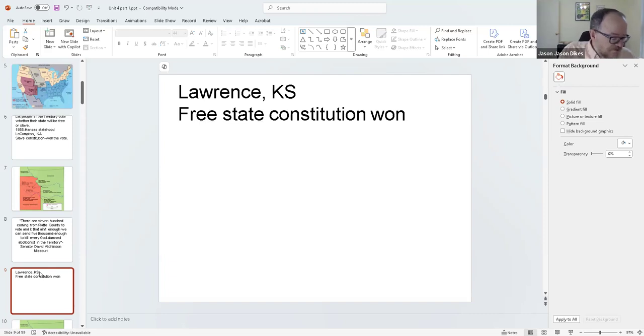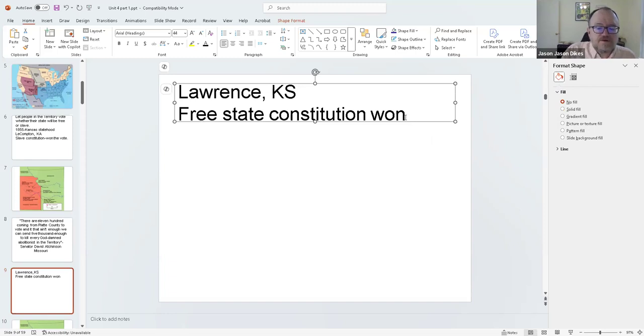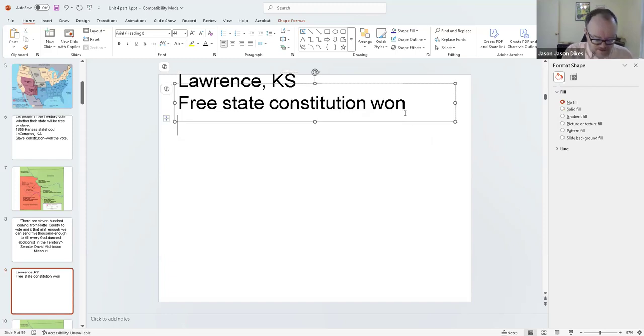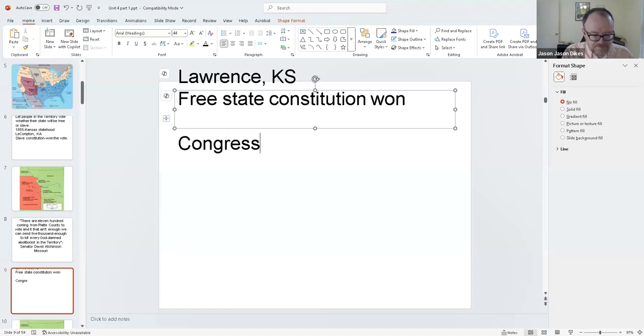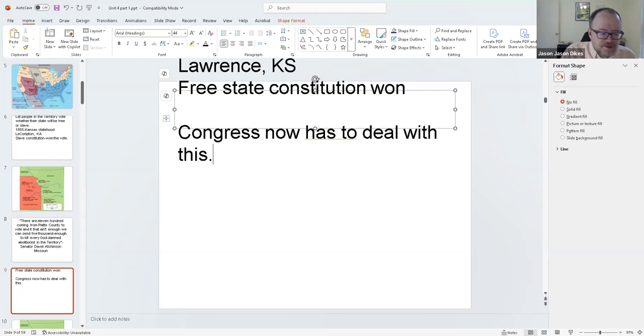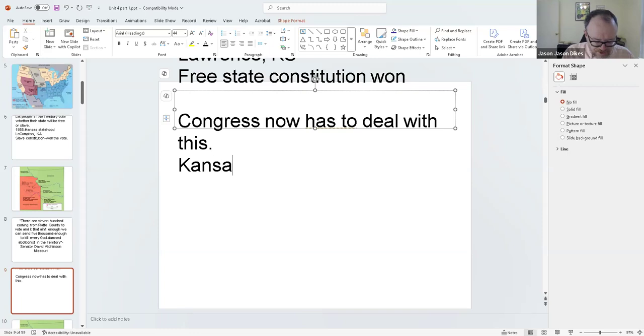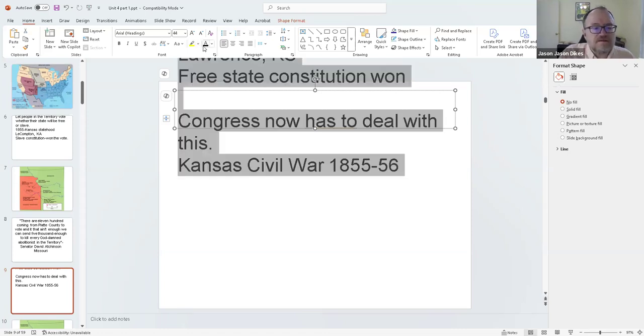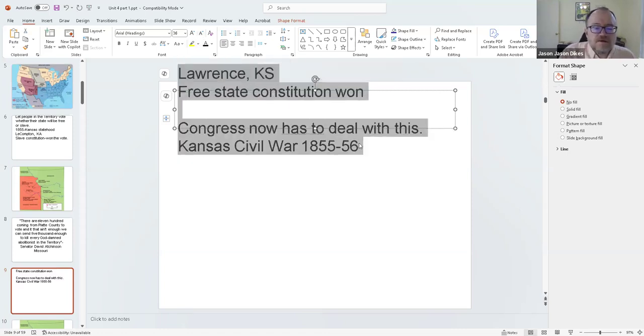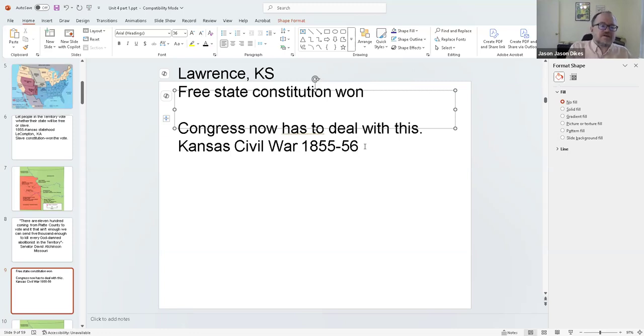Now, this is Congress's problem to deal with, right? Congress is responsible for admitting states. But we'll get to that story in a second. Meanwhile, the people in Kansas start shooting at each other. In 1855-56, a war breaks out in Kansas between the free staters and the slave staters.